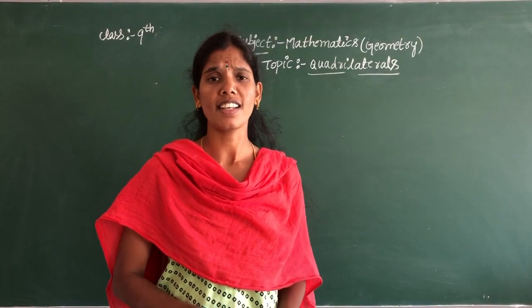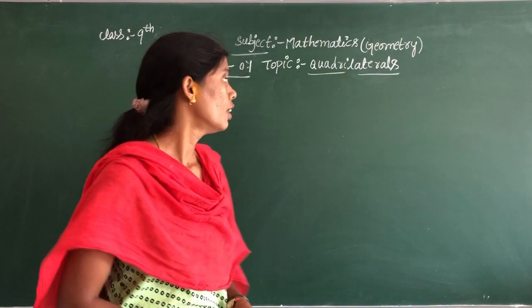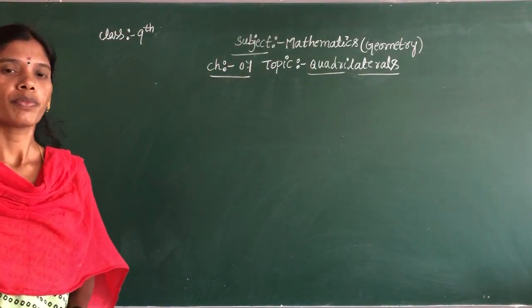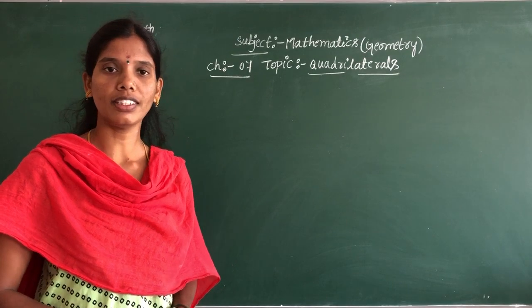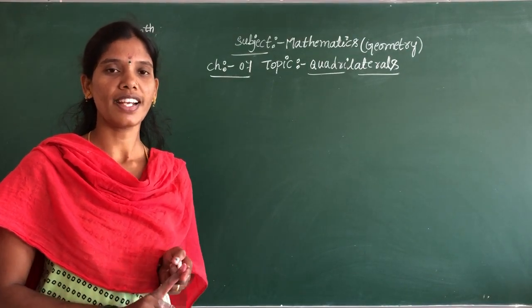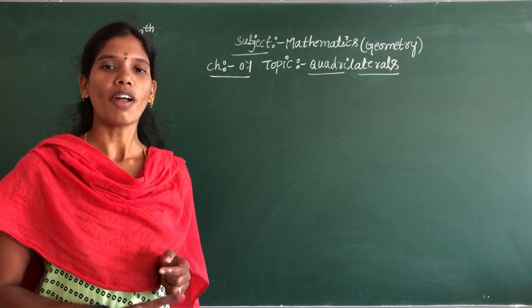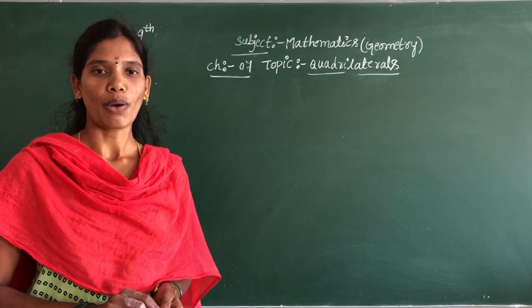Already in previous class, in class 8th standard, you studied about quadrilaterals. So what is a quadrilateral? A quadrilateral is a geometrical figure with four sides, four line segments, four angles, four arms, four vertices. It is also called a quadrilateral.